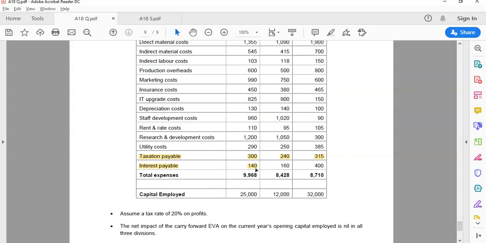Quite a niche one, but there's only 4 adjustments that come up for EVA. Value creating expenditure, goodwill impairment, deferred tax, and this one, which is probably conceptually the hardest one. So it's just about practice.